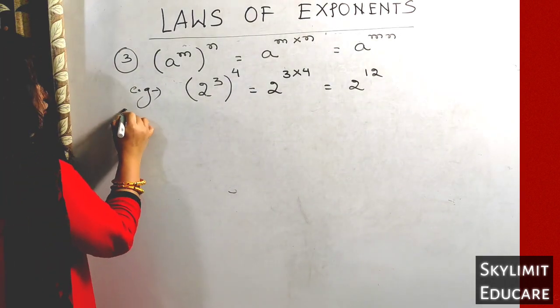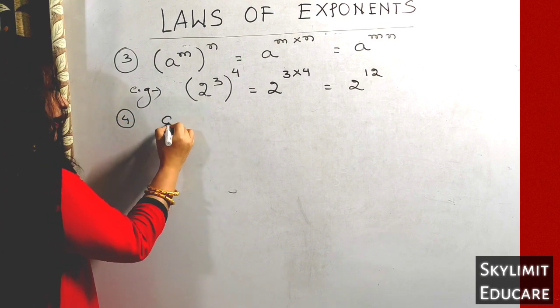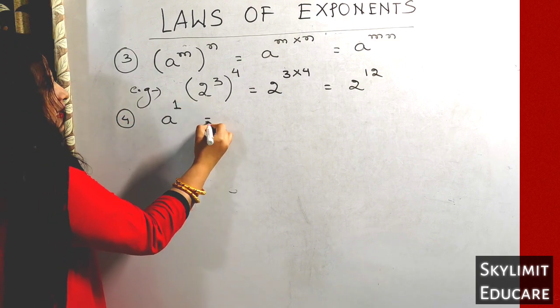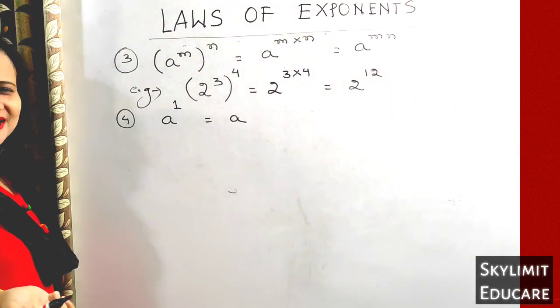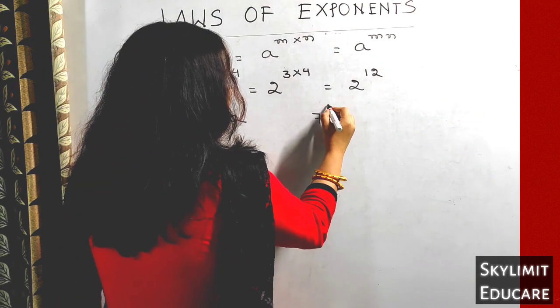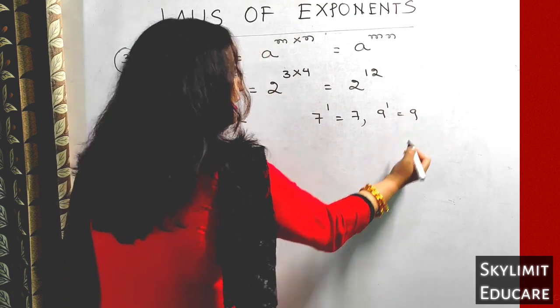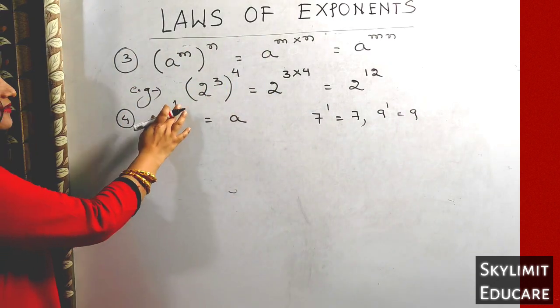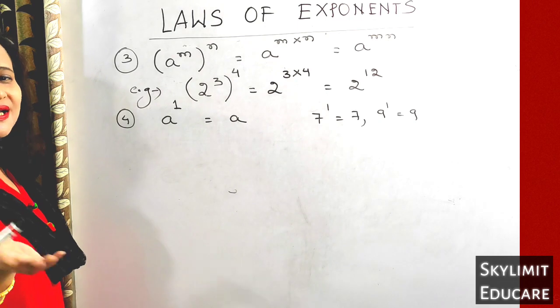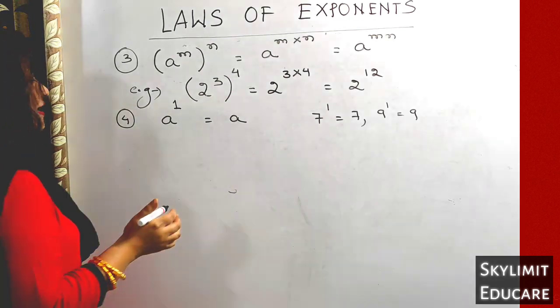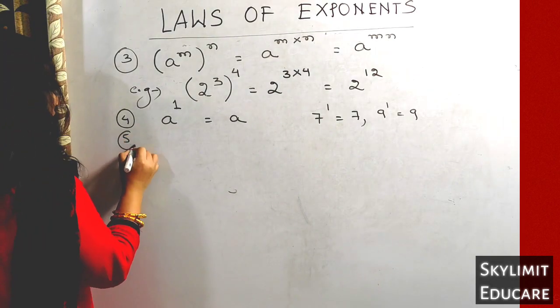The fourth one I told in the last class also: any base having the power 1 is equal to the number itself. Yes? Remember, 7 to the power of 1 is 7, 9 to the power of 1 is 9. Okay? So any number having the power 1 is the number itself. Now what about the next one?